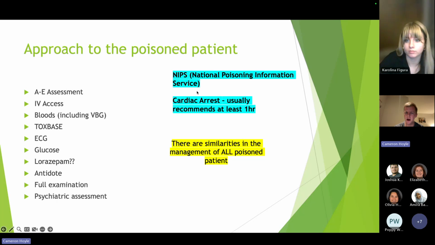If you get to a point where you're in a cardiac arrest due to poisoning, generally you would keep the arrest going for around an hour before thinking of stopping. So that's just a really basic approach to the poison patient in every single one. Okay.